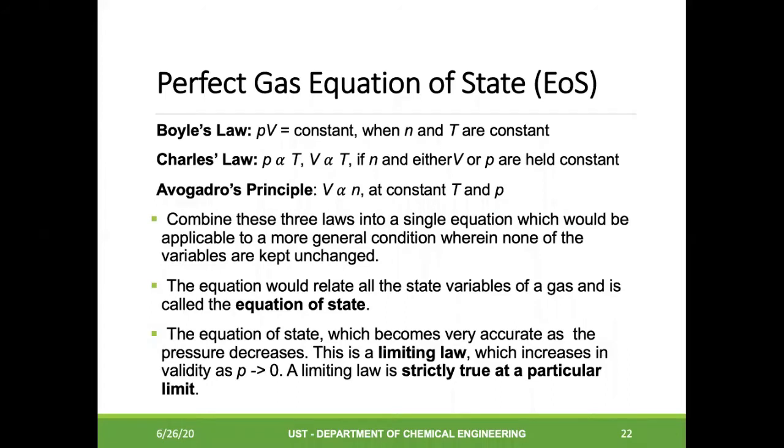So this equation would relate all the state variables of a gas and is called an equation of state. The equation of state, which becomes very accurate as the pressure decreases, could be described as a limiting law, which increases in validity as P approaches zero. So take note that the limiting law is strictly true only at a particular limit.